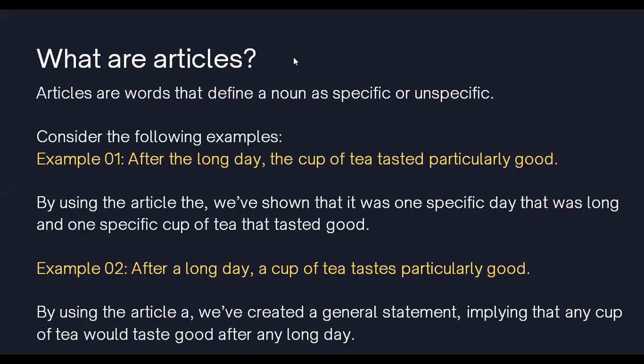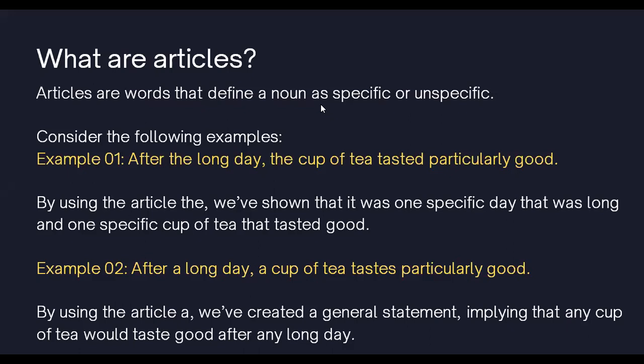Articles are words that we use before a noun, to identify whether it is referring to a specific thing or an unspecific thing. Specific means to point out one particular piece of information or an object. Unspecific means not to point out one particular thing or object. So that is what articles generally mean. It is a word that is used to define the noun as specific or unspecific. Now let's look at the examples.